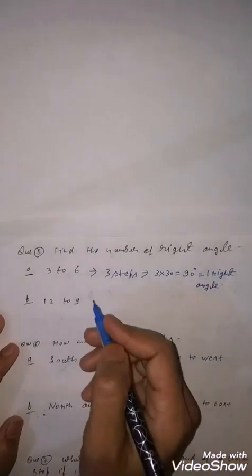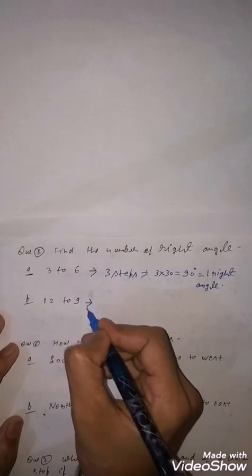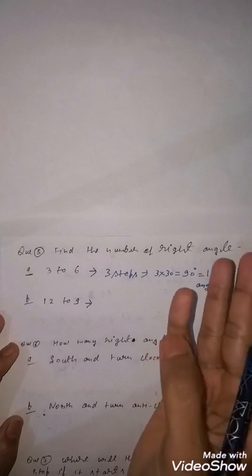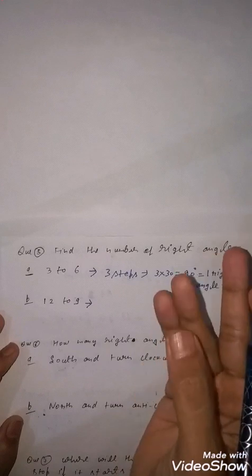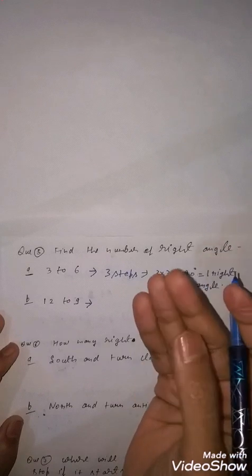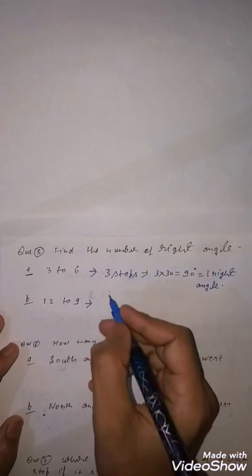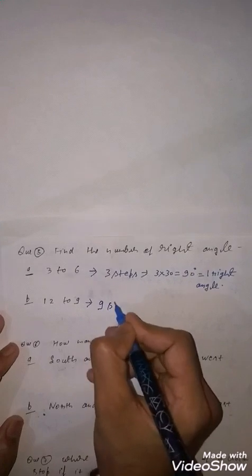Clear? Now next question, 12 to 9, students. So 12 to 9, count. How many steps will you go? 12, 1, 2, 3, 4, 5, 6, 7, 8, 9. So 12 to 9, how many steps? 9 steps. We will write down 9 steps.